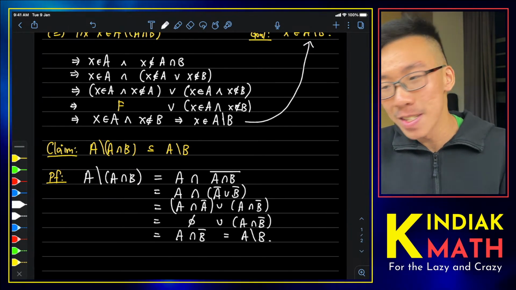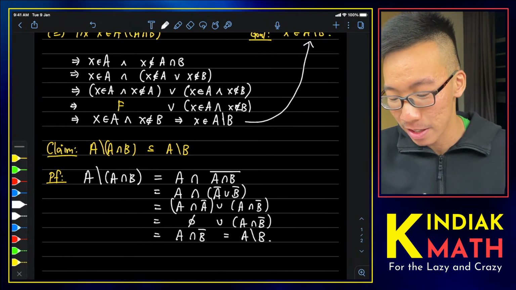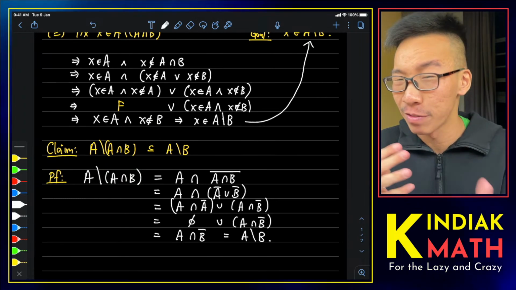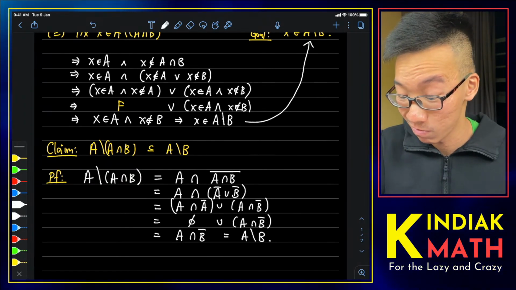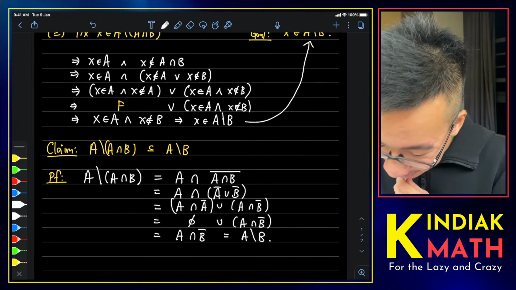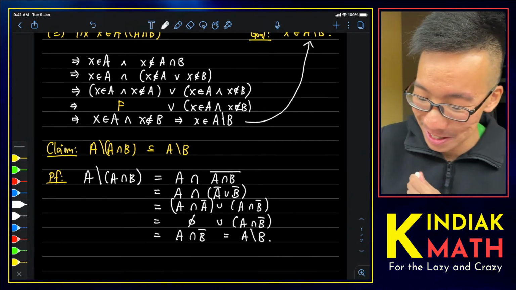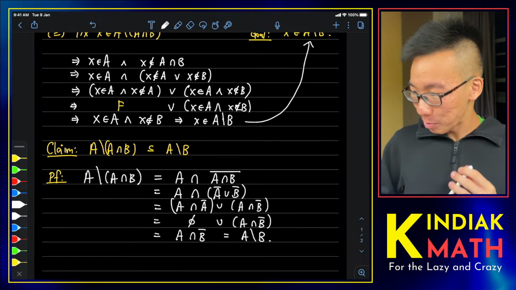It's kind of weird because I noticed this is actually a much more efficient proof because it's all set equalities all the way. I didn't actually have to prove two-way subset inclusion, but oh well. That's awkward and embarrassing. So it's all good.